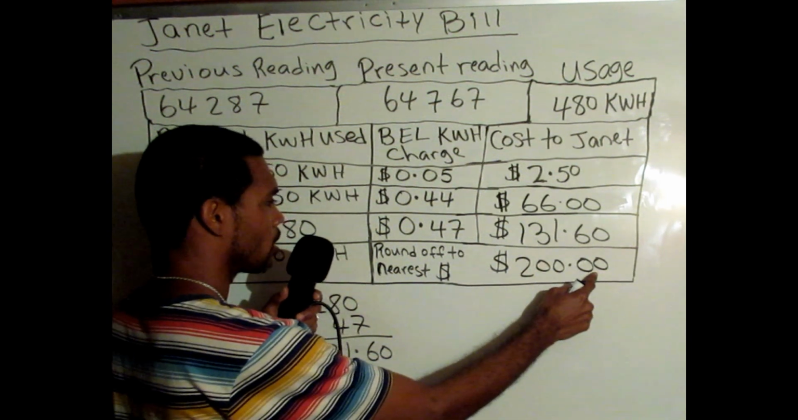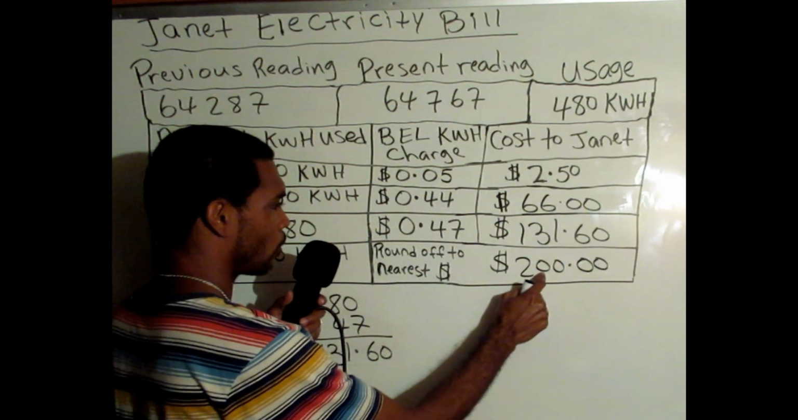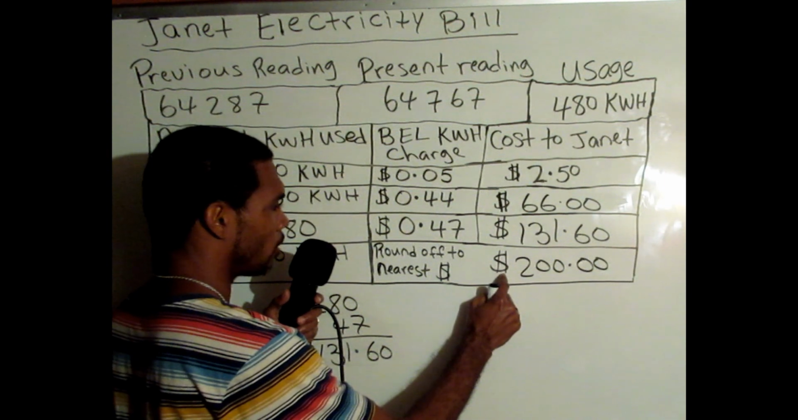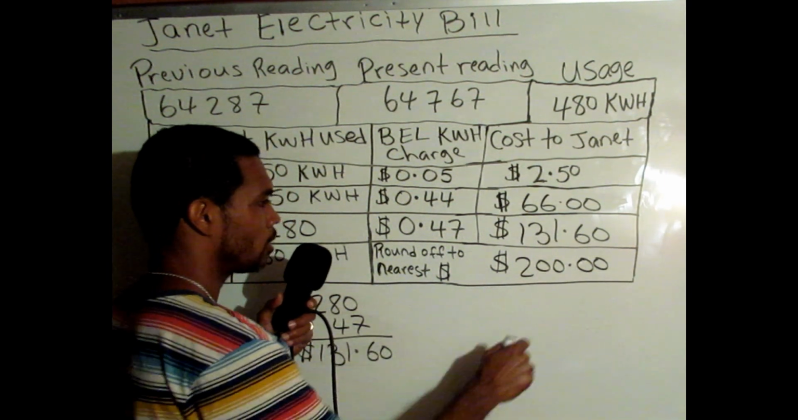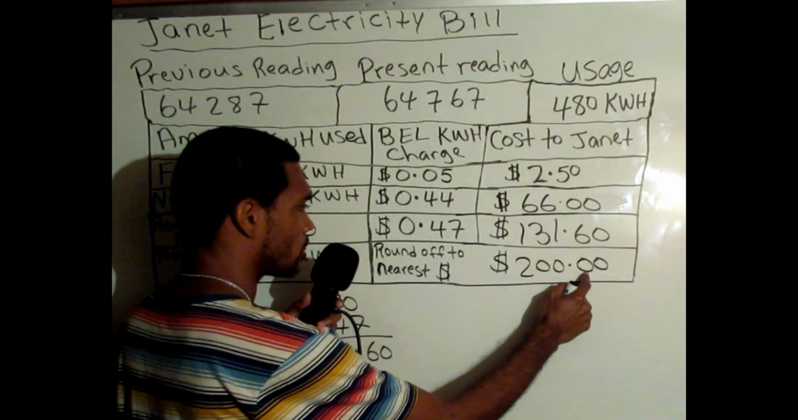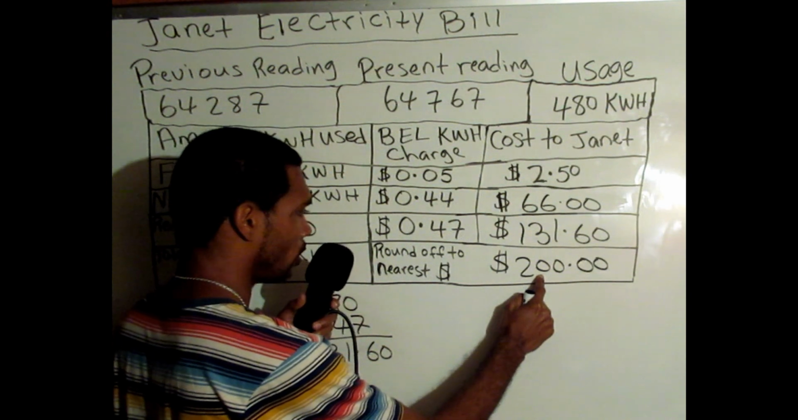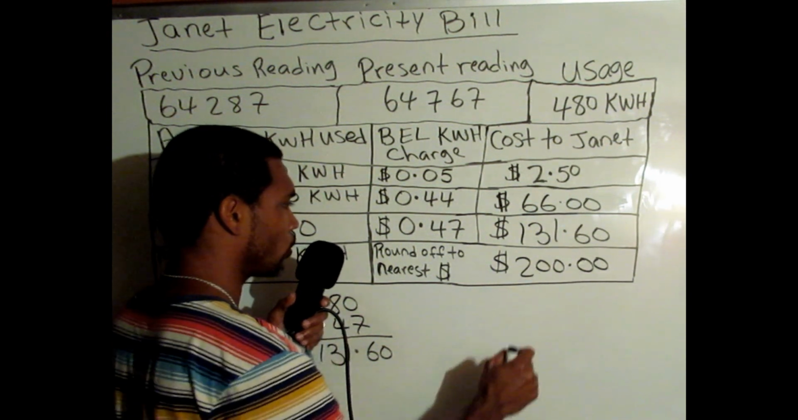$200.10. But remember, the problem says round off to the nearest dollar. And when we round off $200.10 to the nearest dollar, we stay with $200. So we got rid of the 10 cents. Remember, if it was $200.50 or more, then this would have rounded off to $201. But because it was just 10 cents, this rounded off to $200.